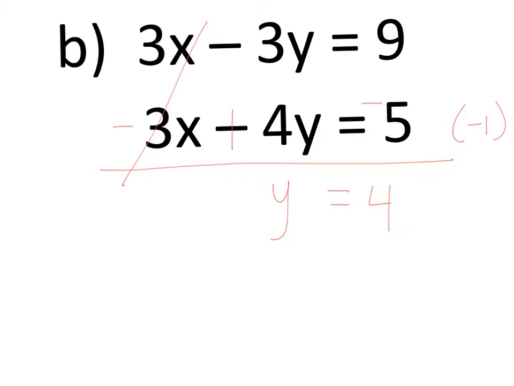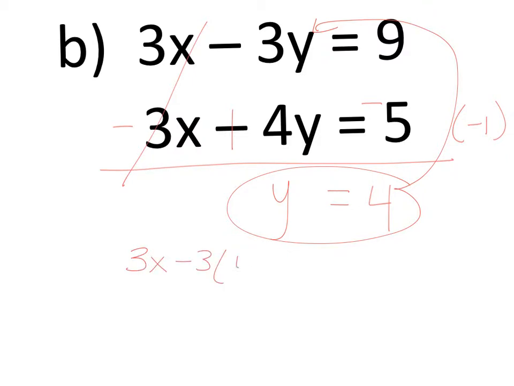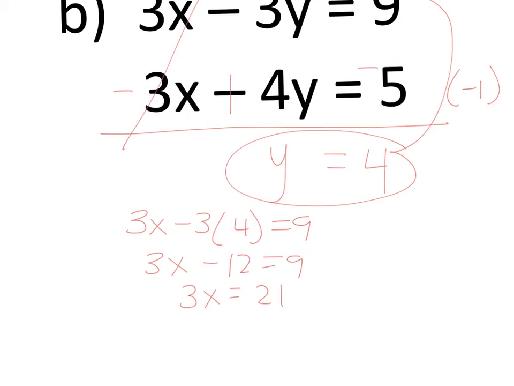All right, so then you're going to go ahead and plug this in. Again, I'm just going to plug into the top. So 3x minus 3 times 4 equals 9. So 3x minus 12 equals 9. Add the 12 over and get 3x equals 21. Then we're going to divide and get x equals 7. So your coordinate point at which they're going to cross will be 7, 4.